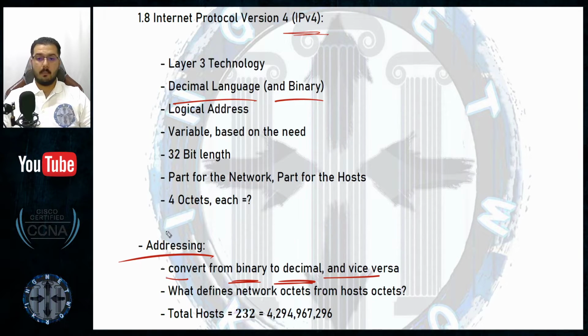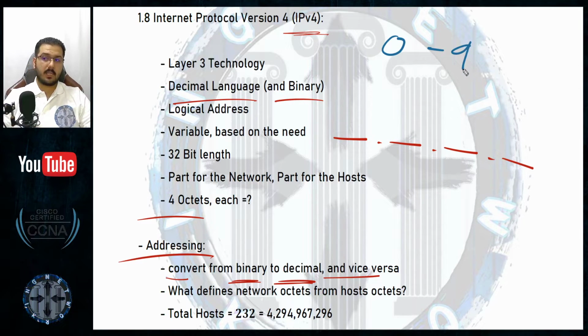How is that done? By using the 4-octet method. So I have the 4 octets. When I type an IP address by my own hand, I type it using the decimal language. The decimal language has 10 digits, from 0 to 9, and the values are from 0 to 255. So you will see 4 numerical values written in decimal, and their values will never be below 0 and will never exceed 255.